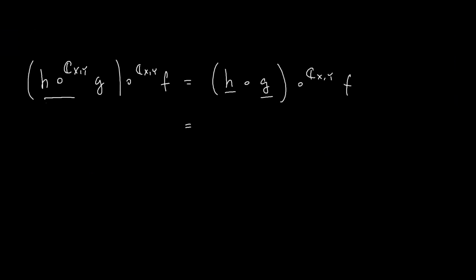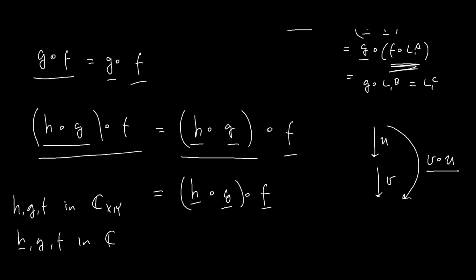This equals, by the definition of composition in the new category, H underline composed with G underline. And now, no, that's not true. That is the mistake I'm making. So it was a good question to ask, Alessandra. So this is not equal to that. That's the mistake I'm making. The underline of that is equal to that. So let's go back here.